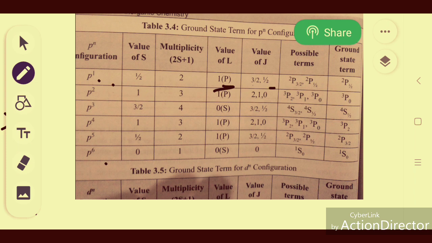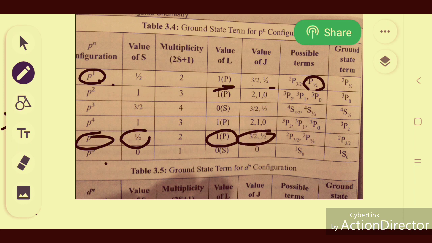Two terms are possible because there are 2 J values, 3 by 2 and 1 by 2. But the ground state term is the term with the lowest J value because the configuration is less than half filled. While in case of the P5 configuration, there is also one unpaired electron, the state is P and the J values are 3 by 2 and 1 by 2, like the P1 configuration. But the ground state term is the term with the higher value of J. So this is the Hund rule.